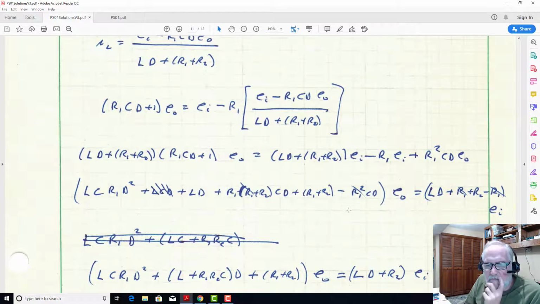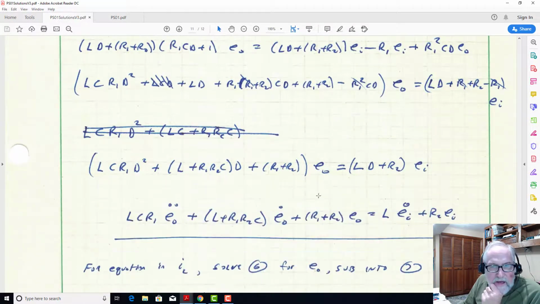Doing some simplification, seeing I made some mistakes. That term, I don't know what I was thinking there. These slash marks are showing cancellations. See, this is R1 squared CD, and here's minus R1 squared CD that came over from that right hand side. We have a similar cancellation that shows up in the right hand side, and we have a differential equation that is just in E sub O.